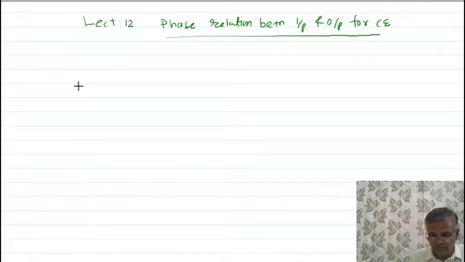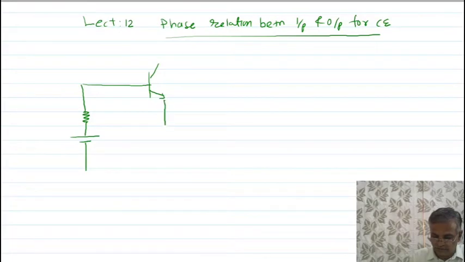I am showing you the circuit diagram for the basic common emitter amplifier. This is your base bias resistor RB. This is supply to provide the necessary value of the DC current.